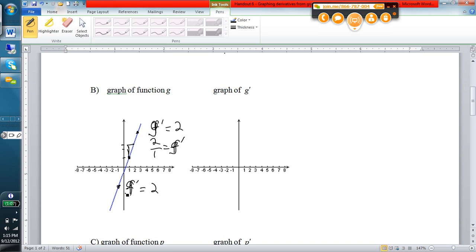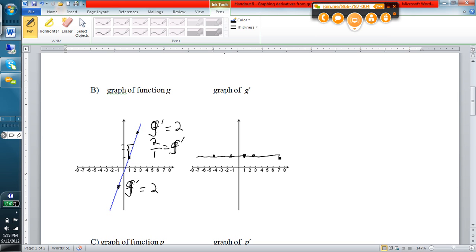Change my function later. So G prime is 2 everywhere we can see. All right. What does that mean for the graph? Well, the derivative at 1 is 2. So let's say it's right there. The derivative at 3 is 2. The derivative at negative 1 is 2. The derivative at negative 4 is 2. What's that turning into? A horizontal line.